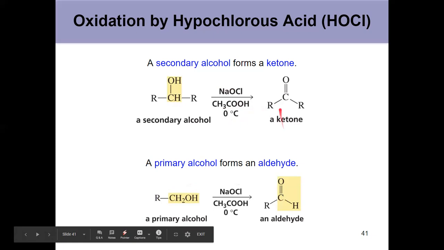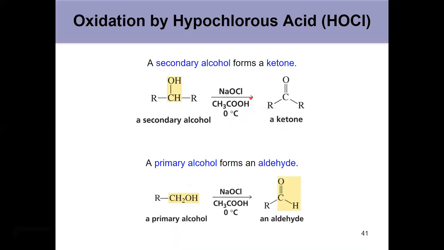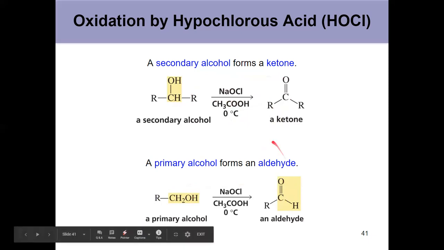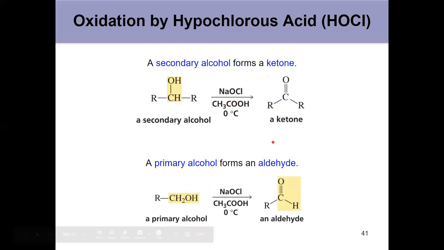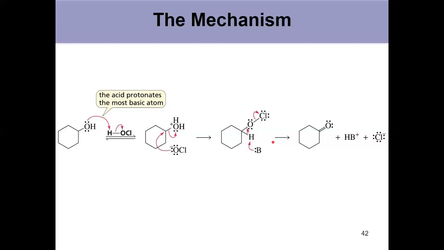Now we have to use the 2 of them together. In solution, it's actually generating hypochlorous acid, which is HOCl, but that's unstable. So we generate it in solution, and that's a nice, easy, gentle thing to use. Secondary goes to ketone. Primary goes to aldehyde. Tertiary doesn't react. Here's what the mechanism looks like.